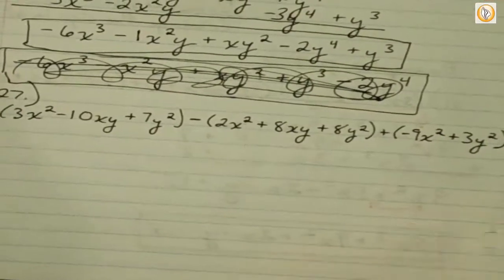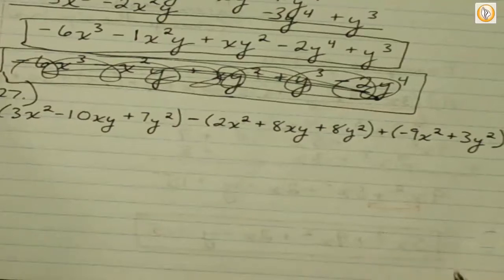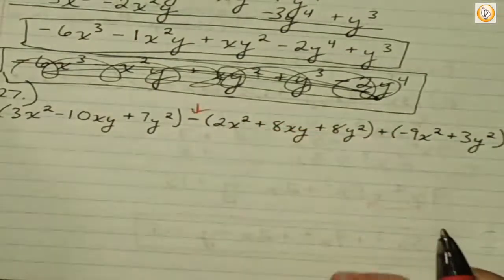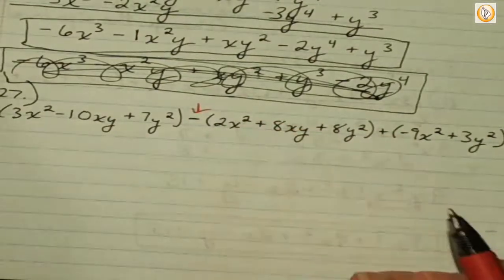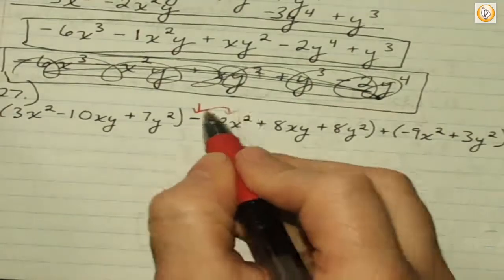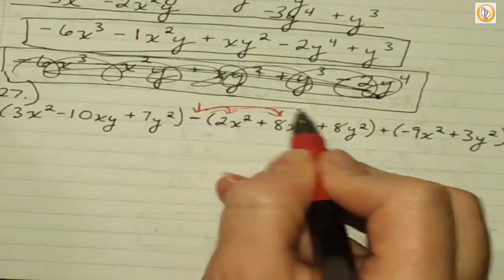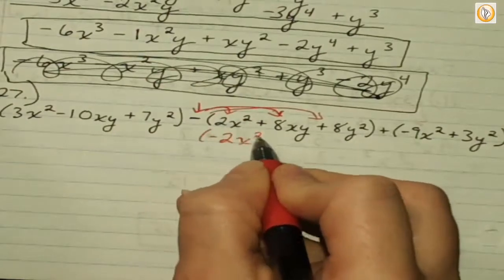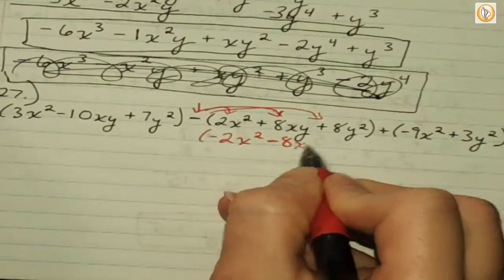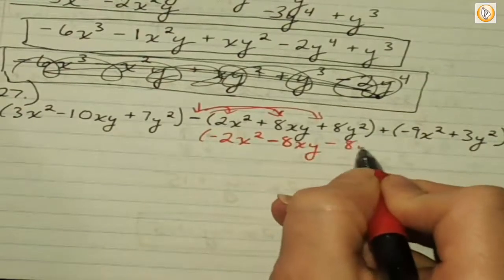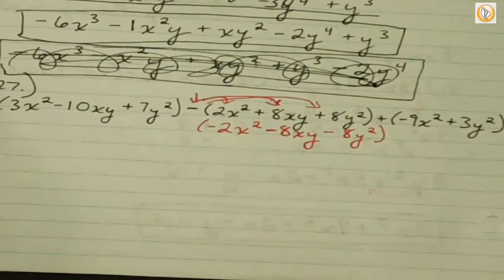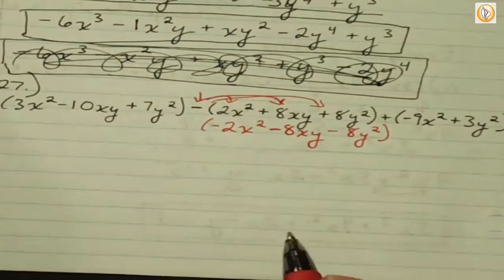What is the problem with this one? We have a negative. So what does that mean to everything on the inside? Flip the sign. That's right. We're flipping it. So I'm going to write underneath negative 2x squared minus 8xy minus 8y squared. Any questions so far?